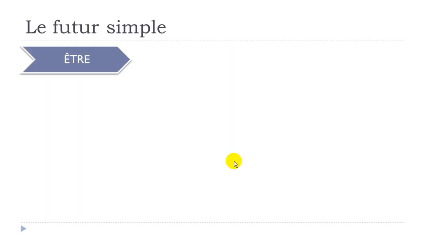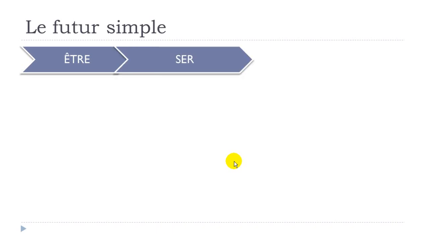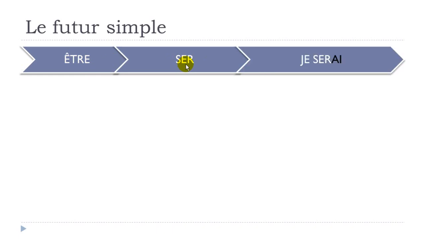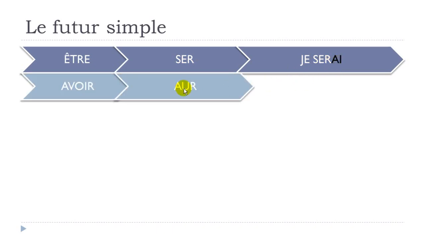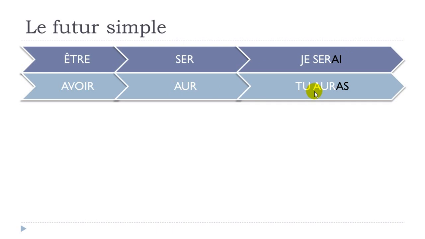Of course, we've got some exceptions. The first one is être. Être will become ser. The important thing with the futur simple is that the verb stem will change, but the endings will be exactly the same as the ones we saw previously. So the only thing you've got to remember is that être becomes ser. That's the part you put first, and then you combine it with the ending, and it becomes je serai. Remember, the ending for je was a-i: je serai. Avoir becomes aur, so tu auras.